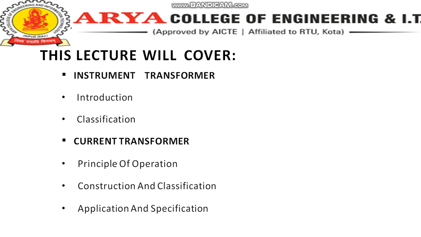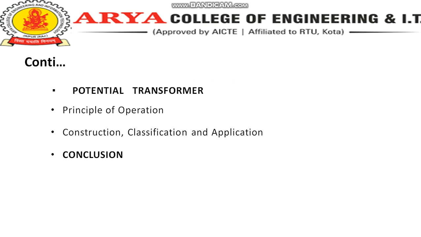In this video lecture we discuss different things about the instrument transformer. Under instrument transformer, we discuss the introduction and classification. Second, current transformer. Under current transformer, we discuss the principle of operation, construction and classification, application and specification. Third is the potential transformer. Under potential transformer, we discuss the principle of operation, construction, classification and application. And the last one is the conclusion.